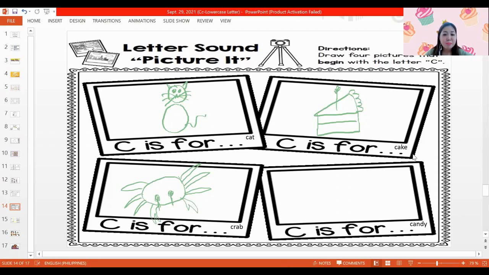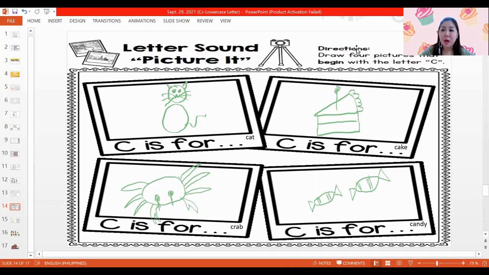And for the next picture, I will draw C is for candy. So another oval with a triangle on the side. And maybe we can draw lines in the middle for the design on our candy. All done. Did you draw also the same pictures as teacher? If you drew a different picture, that's okay. So let's continue with our work.